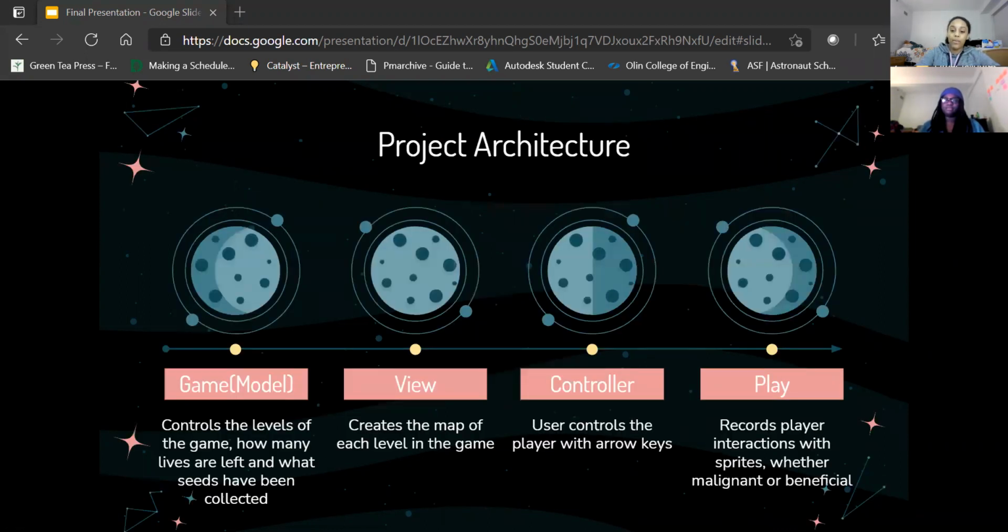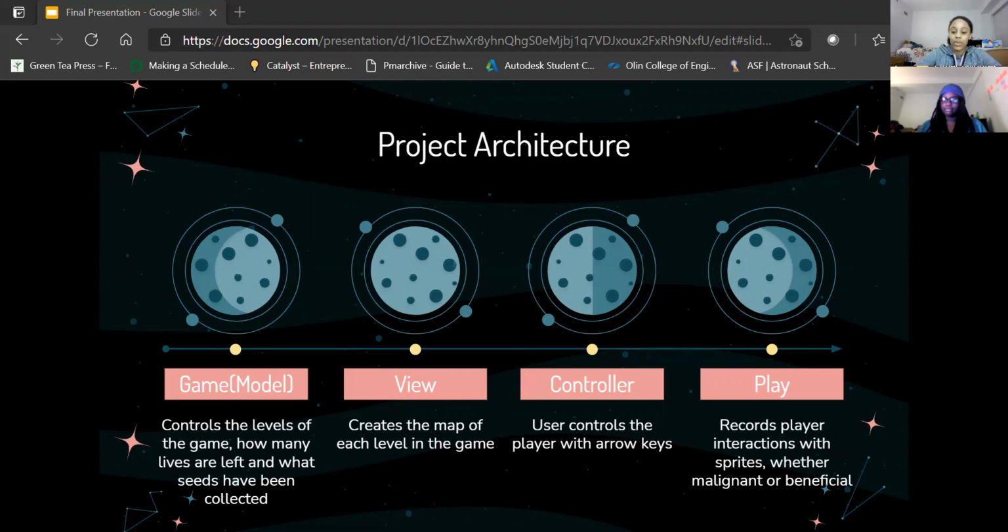To organize our game, we adopted the Model View Controller architecture, which is the MVC. The game class houses the state of our game, such as how many lives the player has left, how many seeds they have collected, which is their score, and what level they are on. The view class updates and displays the sprites, which are all the objects in the game, and the background. The map represents a region on Earth where the seeds reside.